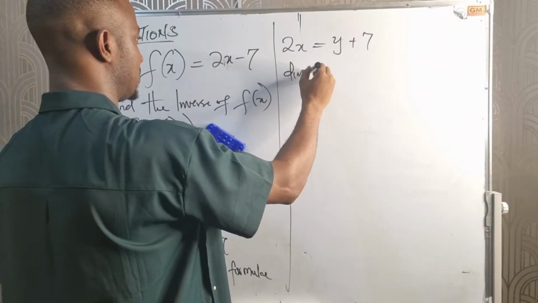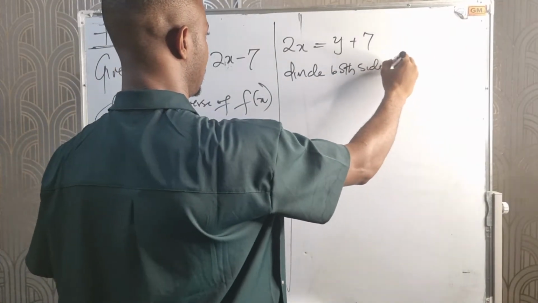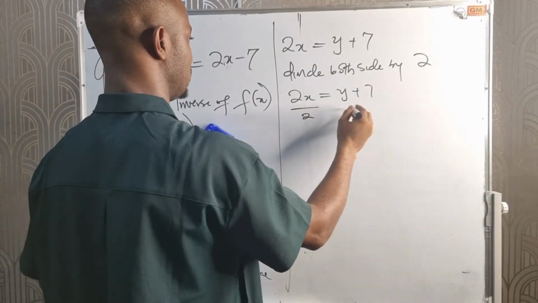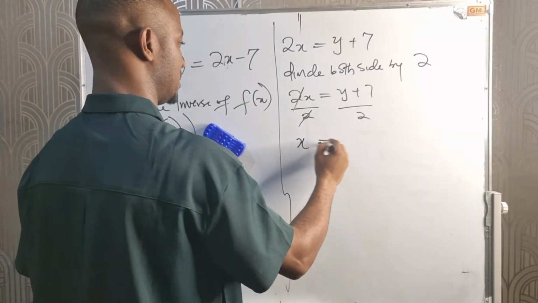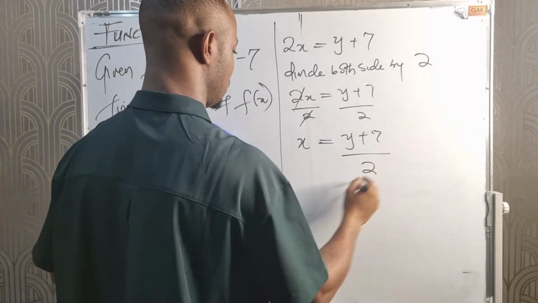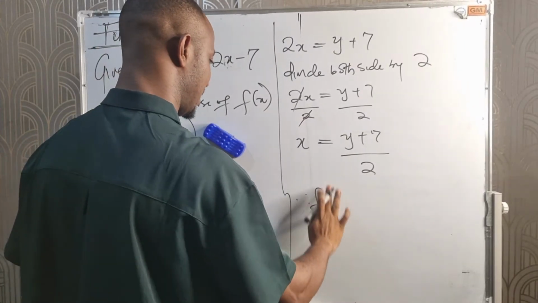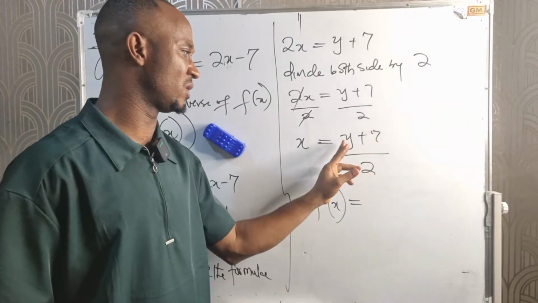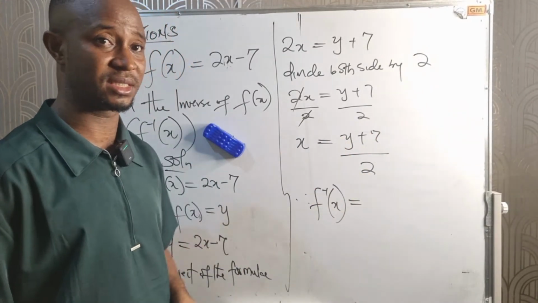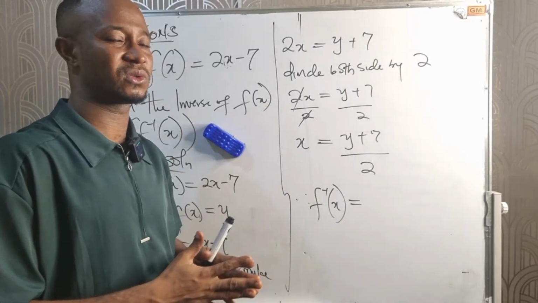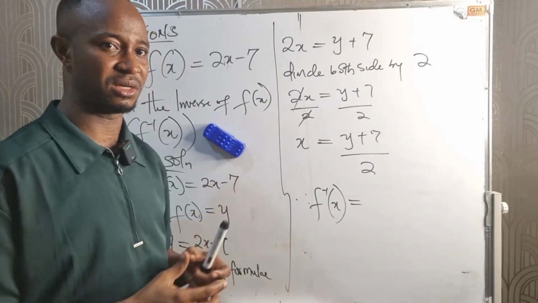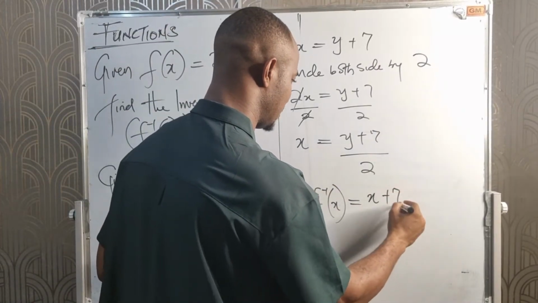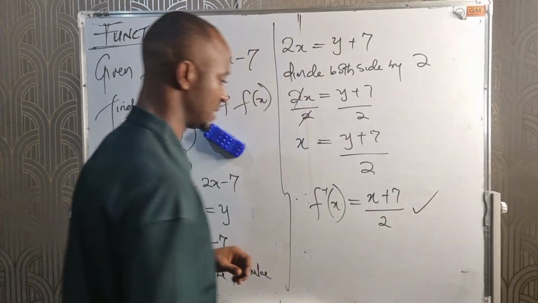Our aim is to make x the subject of the formula, so I divide both sides by 2. That gives us 2x over 2 equals y plus 7 over 2. The 2s cancel, and we have x equals y plus 7 over 2. Therefore, our f inverse of x becomes, anywhere you see y, replace that y with x. We interchange the domain with the codomain. So f inverse of x equals x plus 7 over 2. This is the final answer.